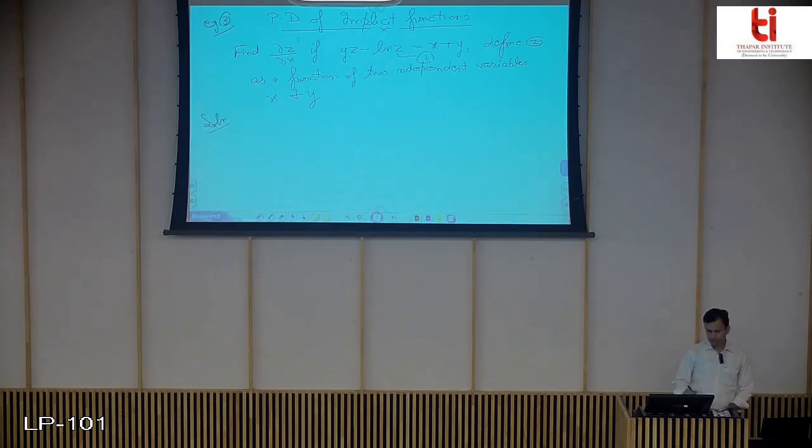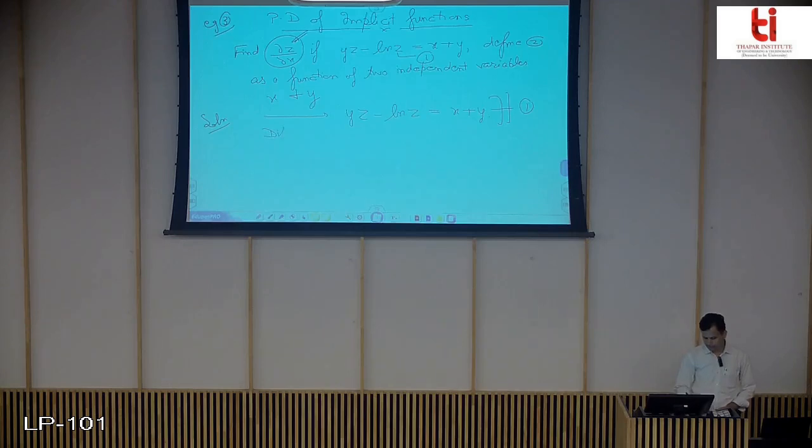So you have to find the partial derivative of z with respect to x. But the function is not given explicitly. It is given in implicit form, yz minus ln z is equal to x plus y, where you can't write it in the z equals f(x, y) form. So for such questions, you differentiate both sides of the given implicit equation.